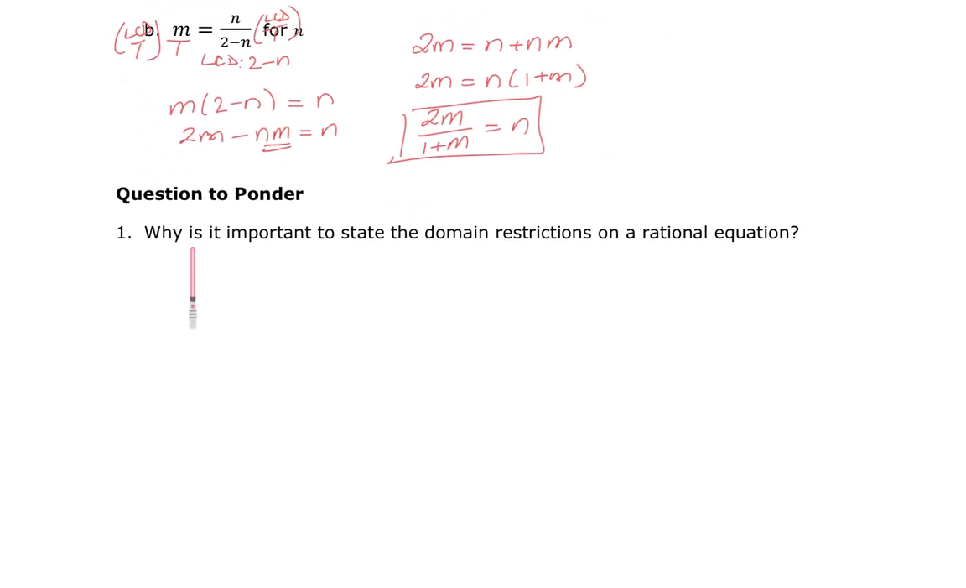And this, why is it important to state the domain restrictions on a rational equation? Take a look at why I did that on the last couple of examples when I was solving the equations and not for a specific variable, and that should answer your question. And that's it for this one.